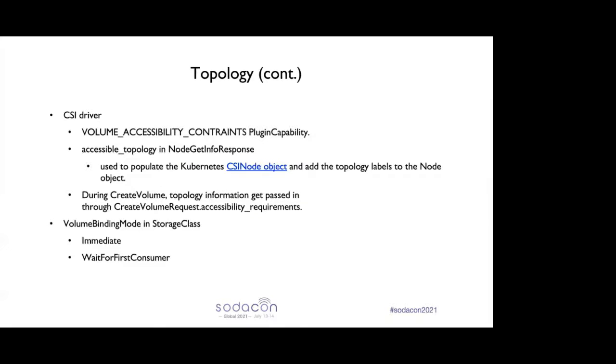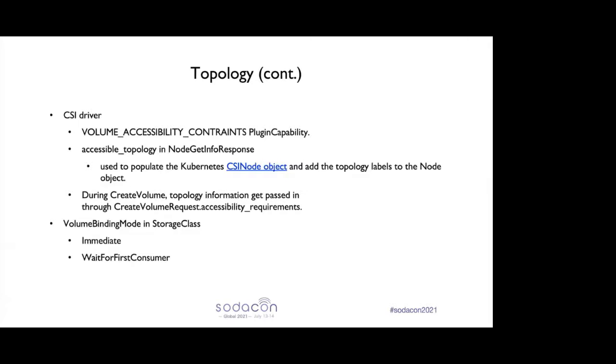To support topology in a CSI driver, the CSI driver must implement the volume accessibility constraints in the plugin capability. The plugin must fill in accessible topology in the node getInfo response, and this information will be used to populate the CSI node object, and the topology labels will be added to the node object. The topology information will be passed in to the create volume call.